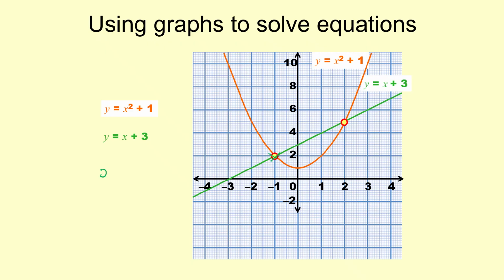So one solution would be when x equals -1 and y equals 2. And then the other solution over here is when x equals 2 and y equals 5. So those would be the two solutions. We're going to have a look at how to solve these algebraically.